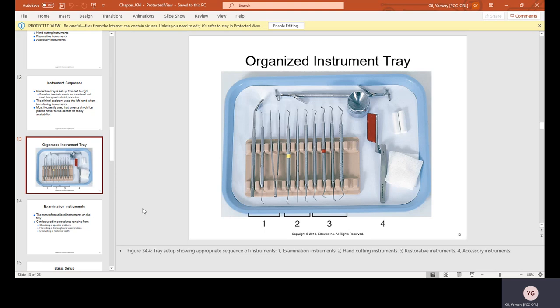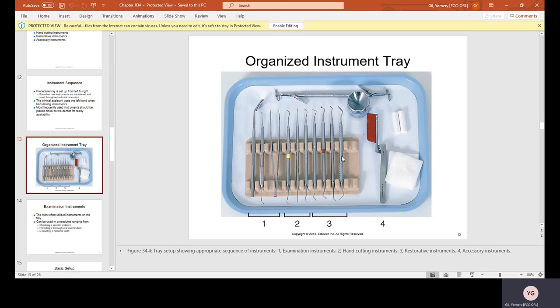And this is an example of an organized instrument tray. This is a tray set up for an amalgam filling, a silver filling. And of course, the mouth mirror would be first, because this is one of the first things that the doctor will use, then the cotton tip pliers or the locking cotton tip pliers, and then the rest of the stuff as he will use them in sequence. This is exactly how he's going to use them too.